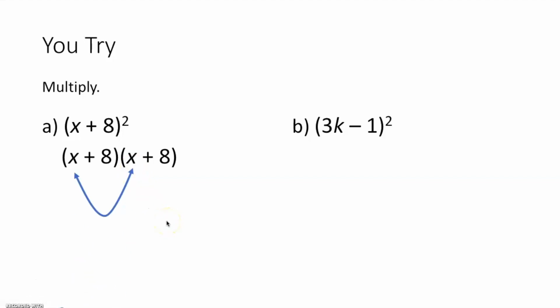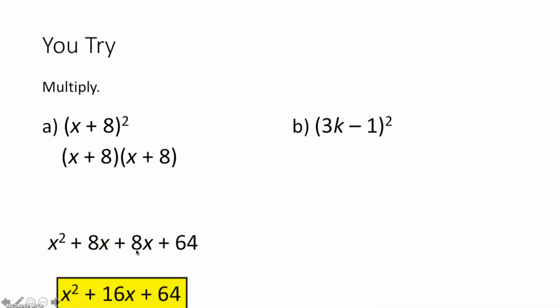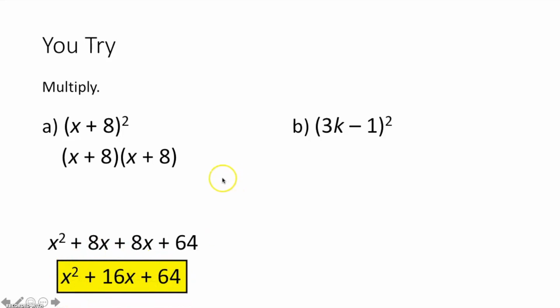So let's FOIL. First terms, we multiply those together, you get x squared. Multiply the outer terms together, you get 8x. Multiply the inner terms together, you get 8x. Multiply the last terms together, you get 64. Combine like terms, what's 8x plus 8x? That's 16x. Again, the exact same thing we got with our shortcut. Either way.